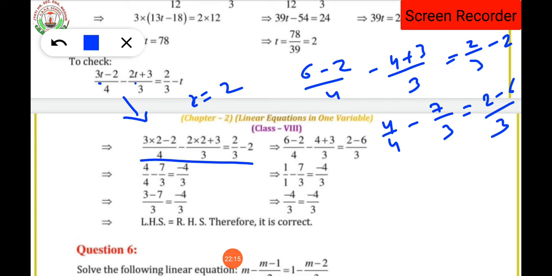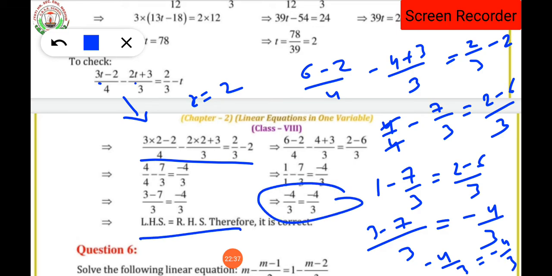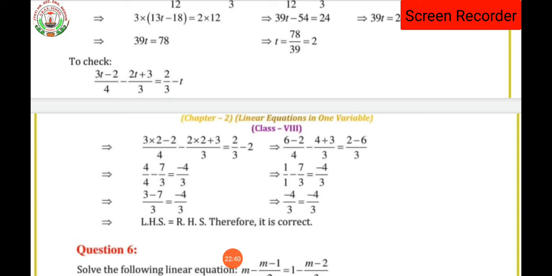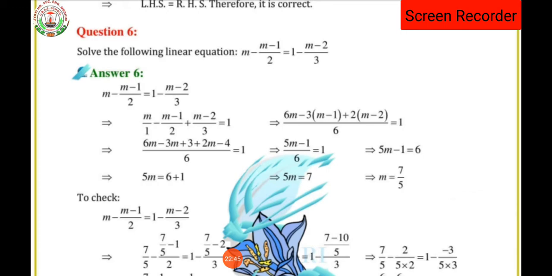Clear? So here it will get cancelled. 4 is present in the numerator and denominator. So it will become 1 minus 7 by 3 is equal to 2 minus 6 upon 3. So 3 minus 7 upon 3 is equal to minus 4 upon 3. Clear? After solving, we get the equation minus 4 upon 3 is equal to minus 4 upon 3. Hence LHS is equal to RHS. Therefore, t equal to 2 is the correct value of the above equation. Clear, students? I know it is a little bit complicated, but once you understand how to solve it, it will become easier for you.